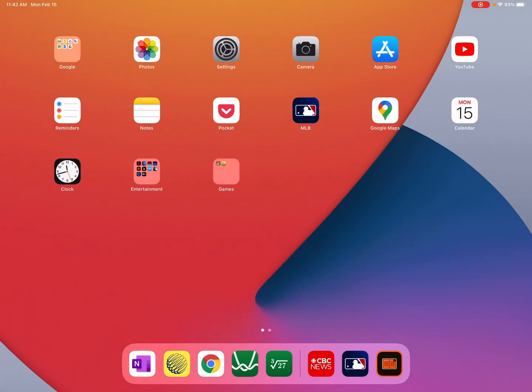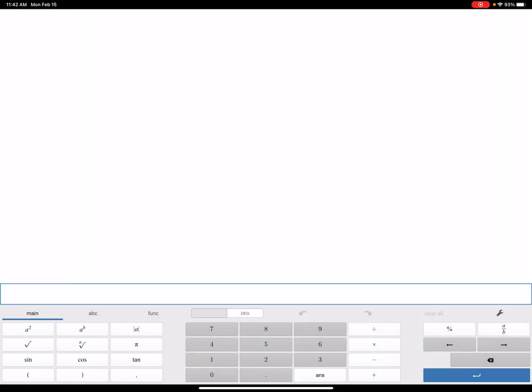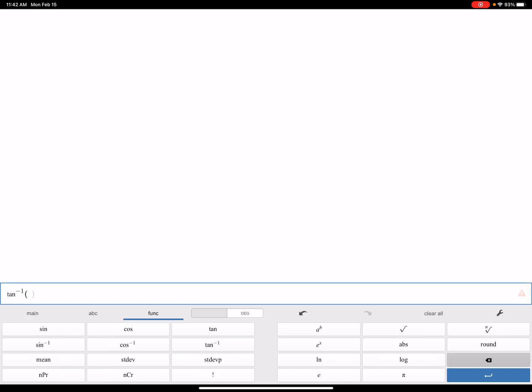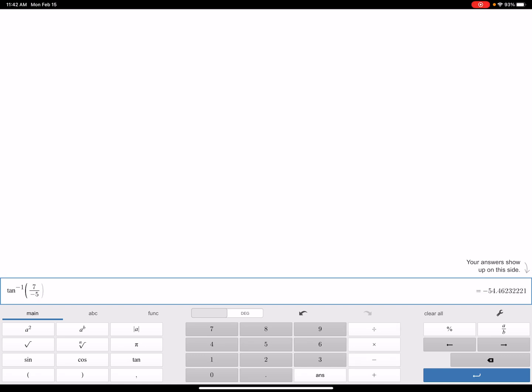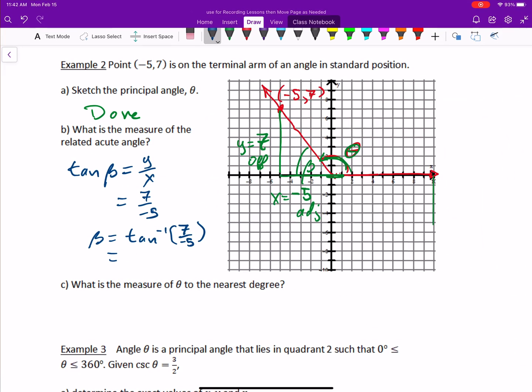In my calculator, I can do it all at once, or I can do it in stages. I can go tan to the negative 1, and I can do 7 divided by negative 5. And I see that my answer says it's negative 54 degrees. That reminds me of something I forgot to mention. Beta is always a positive angle. So when I was calculating this, I did something I shouldn't have done. When I'm doing beta, I should ignore the negative in front of the 5. So I should have done 7 over positive 5.